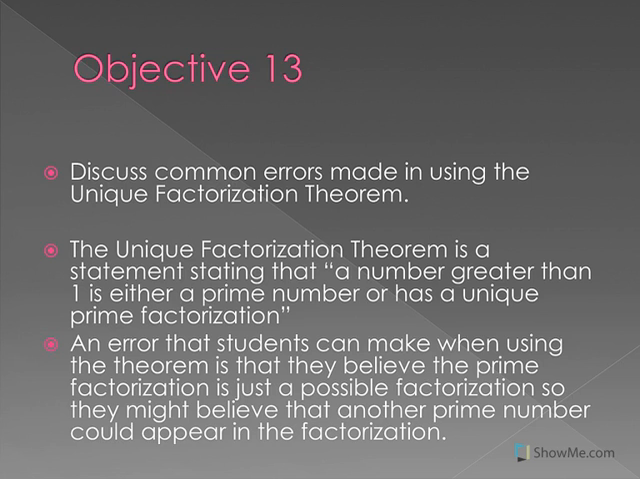And finally, in Objective 13, we discuss common errors made in using the unique factorization theorem. The unique factorization theorem is a statement stating that a number greater than 1 is either a prime number or has a unique prime factorization. An error that students can make when using the theorem is that they believe the prime factorization is just a possible factorization, so they might believe that another prime number could appear in the factorization.